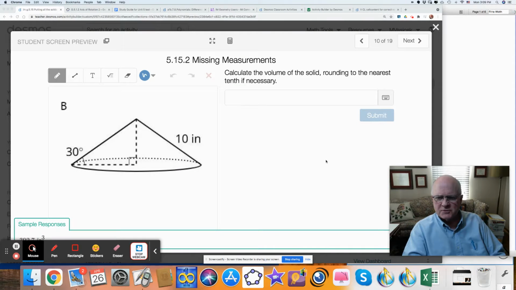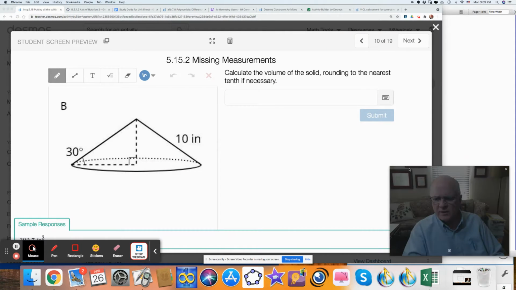Hi folks, it's Mr. V, and we are on the second half of lesson 15 in the geometry, solid geometry, unit 5 of the Desmos activity. In this one, you were supposed to calculate the volume of the solid, rounding to the nearest tenth.